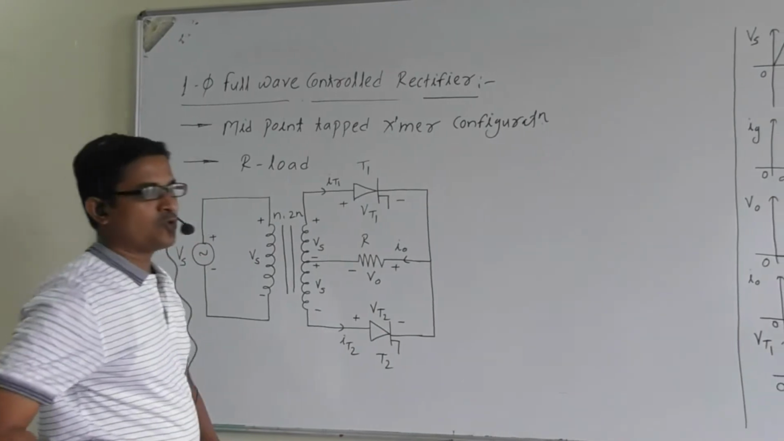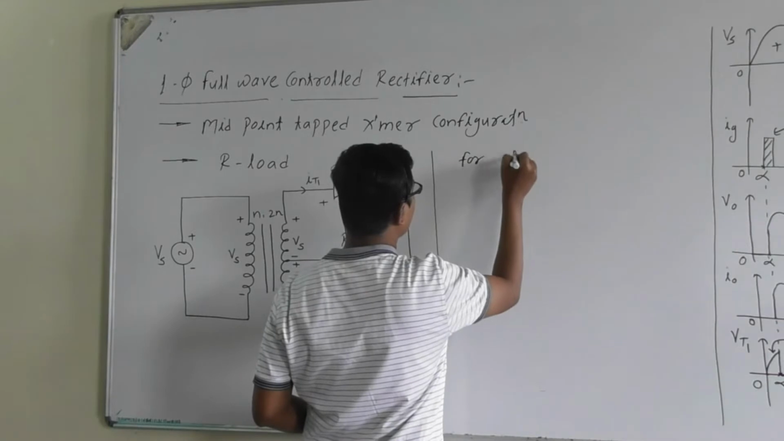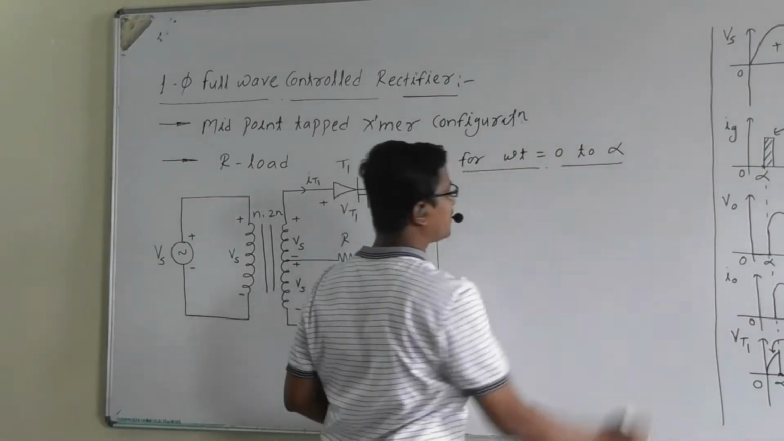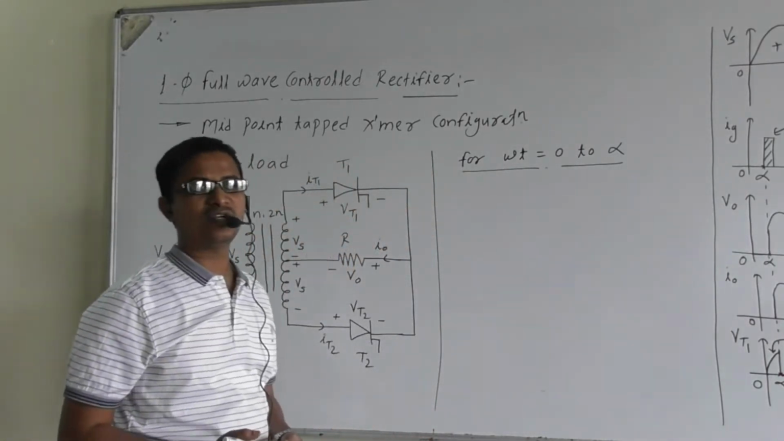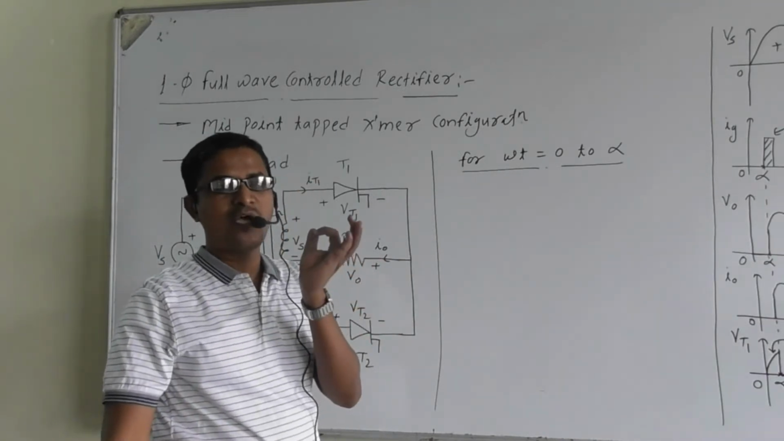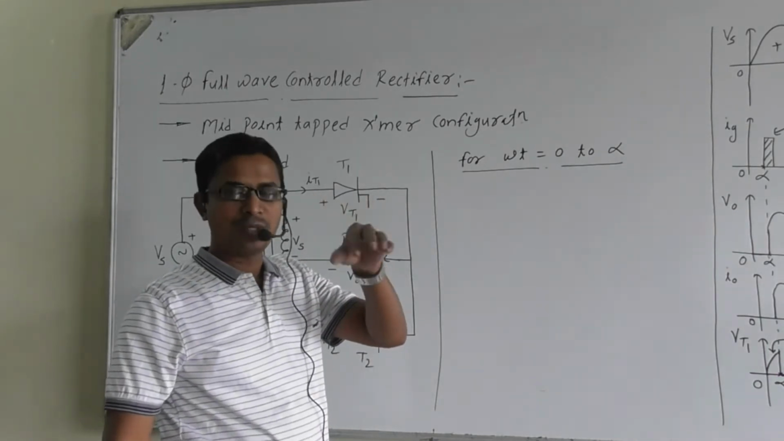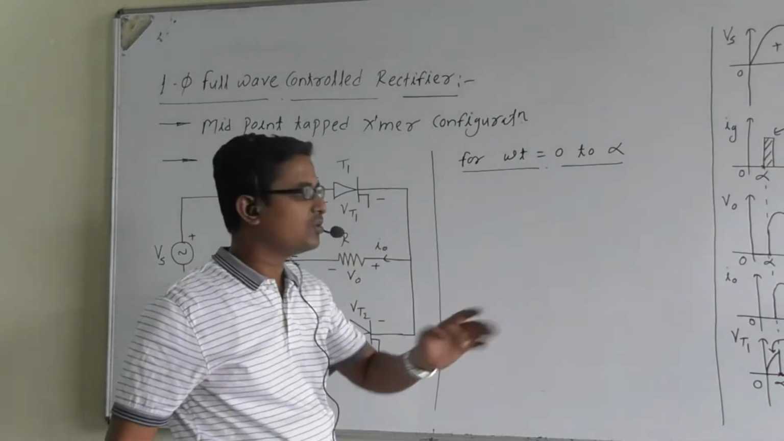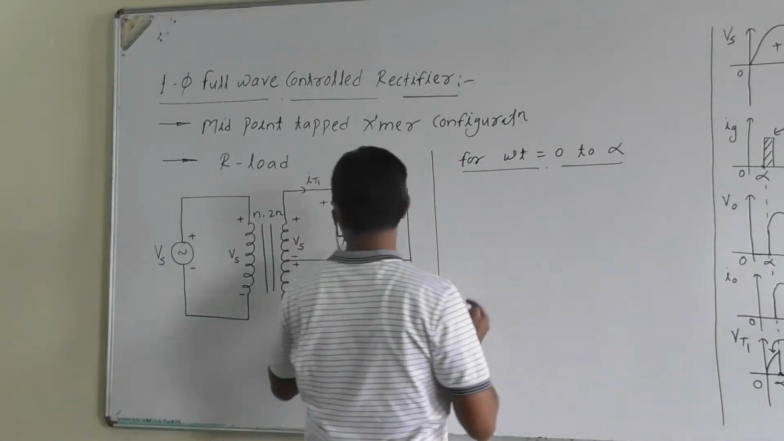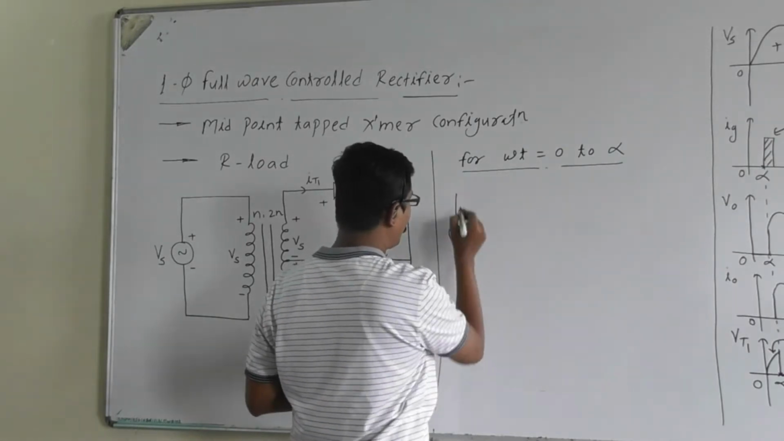Now suppose omega t is equal to 0 to alpha. Omega t from 0 to alpha means what? Vs is positive, thyristor T1 is in forward bias mode, but have we applied the gate signal to thyristor T1? No. So thyristor T1 will be in the forward blocking mode, right? Thyristor T2 during 0 to alpha is in reverse blocking mode, right? So can we draw the equivalent circuit? Yes. From omega t equal to 0 to alpha, we will have the circuit like this.